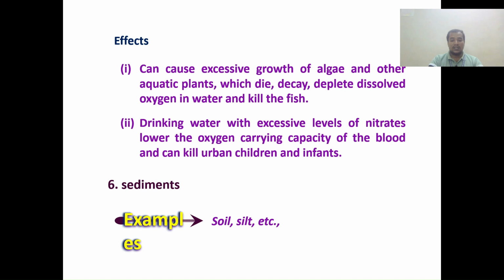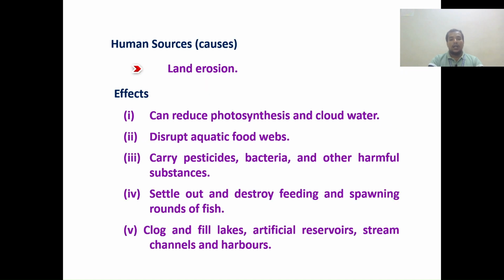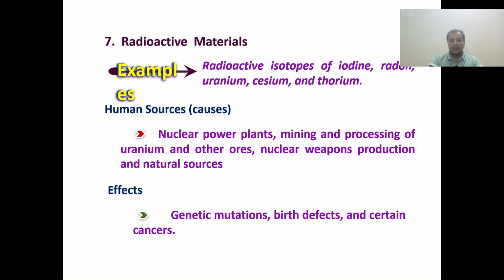And sediments: soils and silts are mainly affecting the water. The effects of this kind of water pollution are that it can reduce photosynthesis, cloud the water, disrupt aquatic food webs, carry pesticides, bacteria and other harmful substances, and settle out and destroy feeding and spawning grounds of fish, and clog and fill lakes, artificial reservoirs, stream channels and harbors.